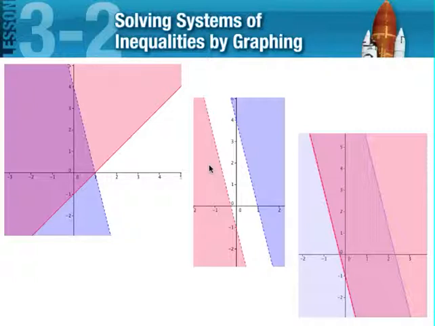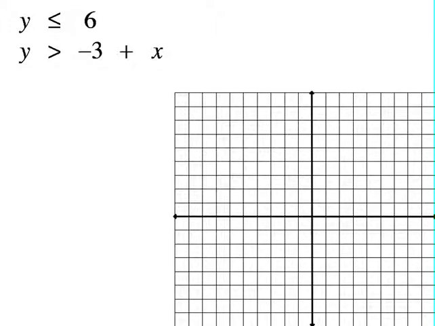We're just going to be graphing and shading, and your solutions are going to be what's in the middle. So first of all, we're going to start with this one, and you all have a handout so you can follow along. It says y is less than or equal to 6. So first of all, we need to graph the line y equals 6.